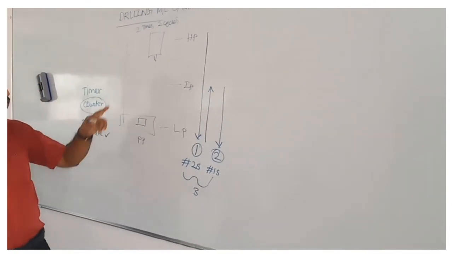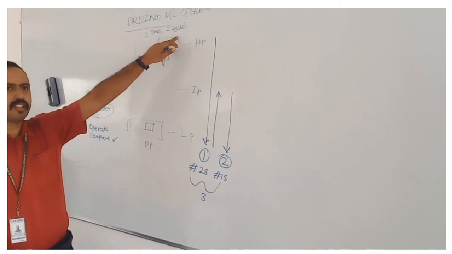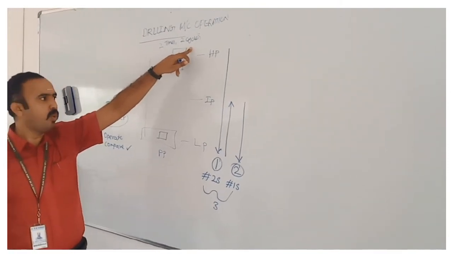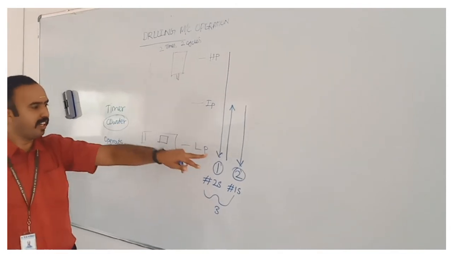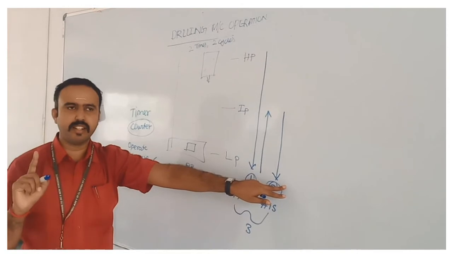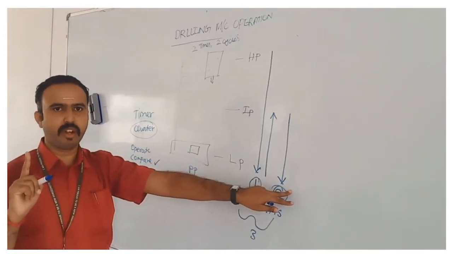I told you already we are going to do 2 cycles. In 1 cycle there are 2 times drilling done. So now once again it will go to the low position only, and it will check the condition, that is whether 2 cycles are completed or not.